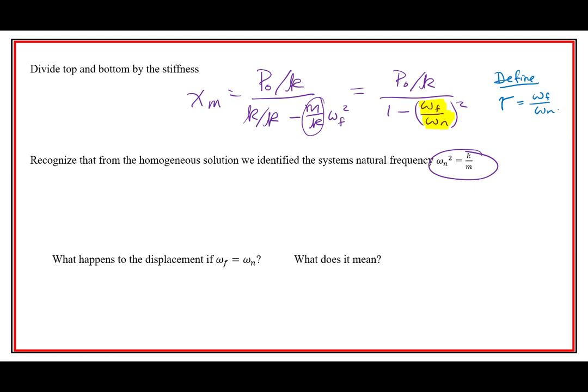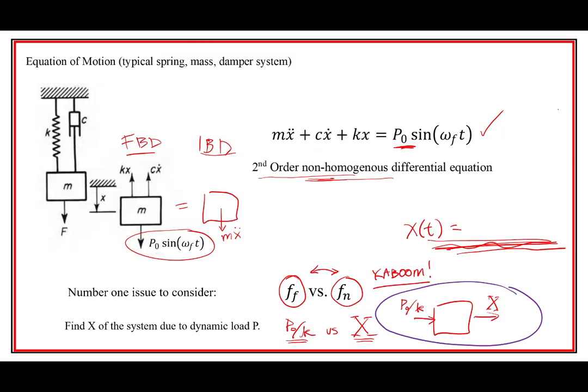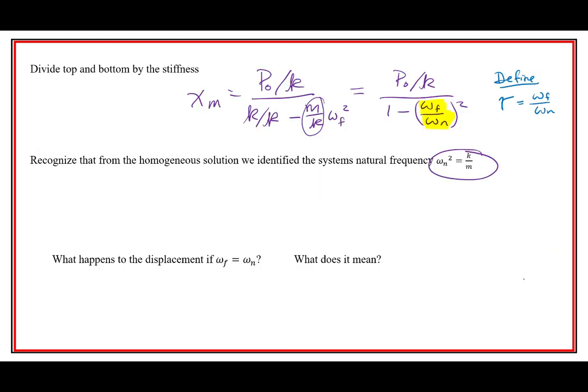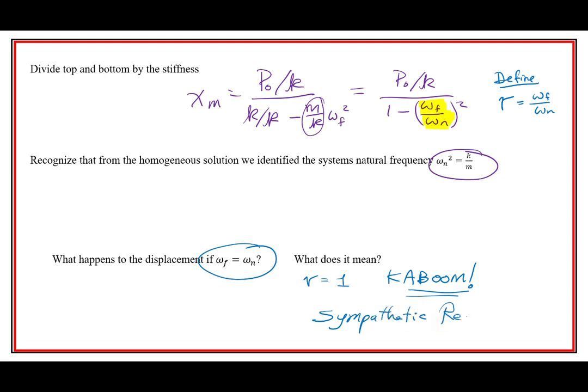And when that ratio gets to be 1, we get kaboom. That's what's called resonance. We want to try to avoid it most of the time, unless we're trying to do it on purpose. So what does it mean? R is going to be equal to 1, and kaboom. We have sympathetic resonance. Sympathetic. It is pathetic, I can't spell. Resonance.